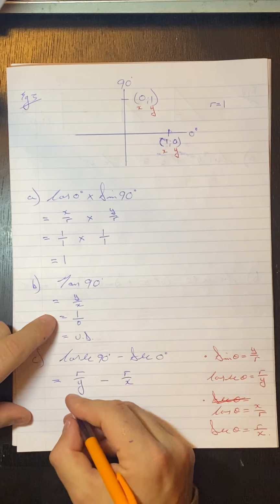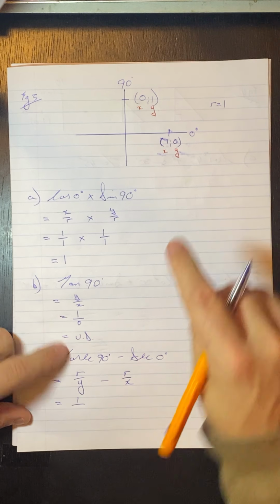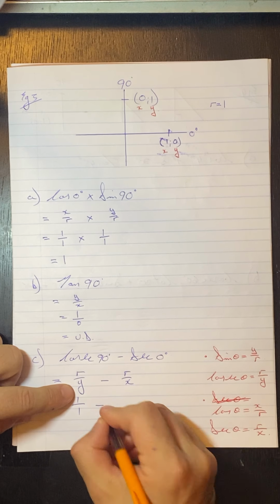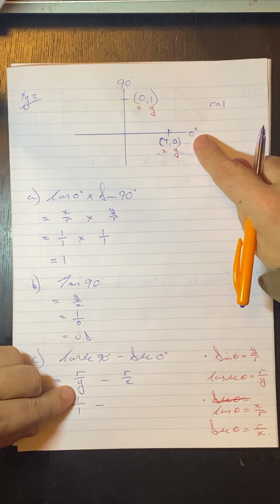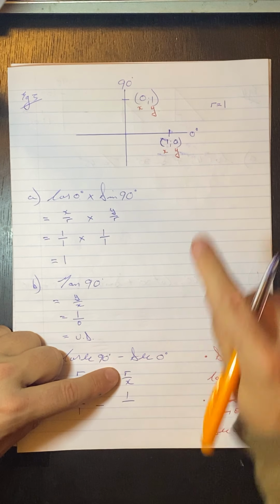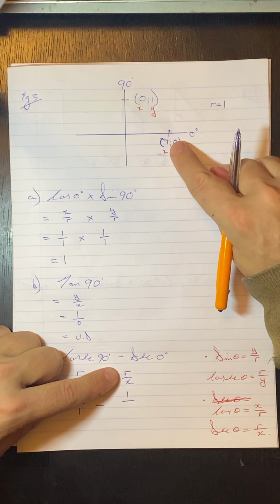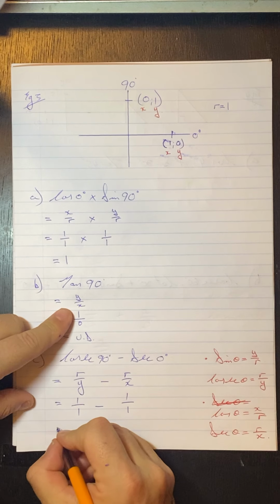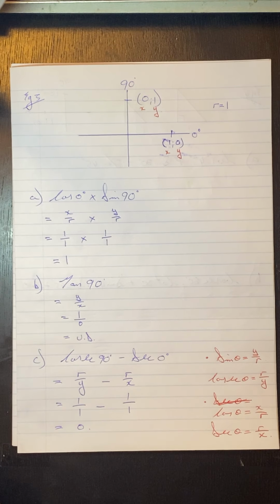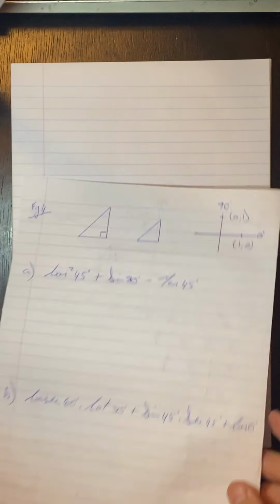Well, it's 1. So r is always 1 over. What is my y value at 90? It is 1 minus. Now we're looking at 0 degrees. What is our r value? It is 1. And what is our x value at 0? It is 1. So 1 over 1 minus 1 over 1 is 0. Okay. Moving on to the last example.